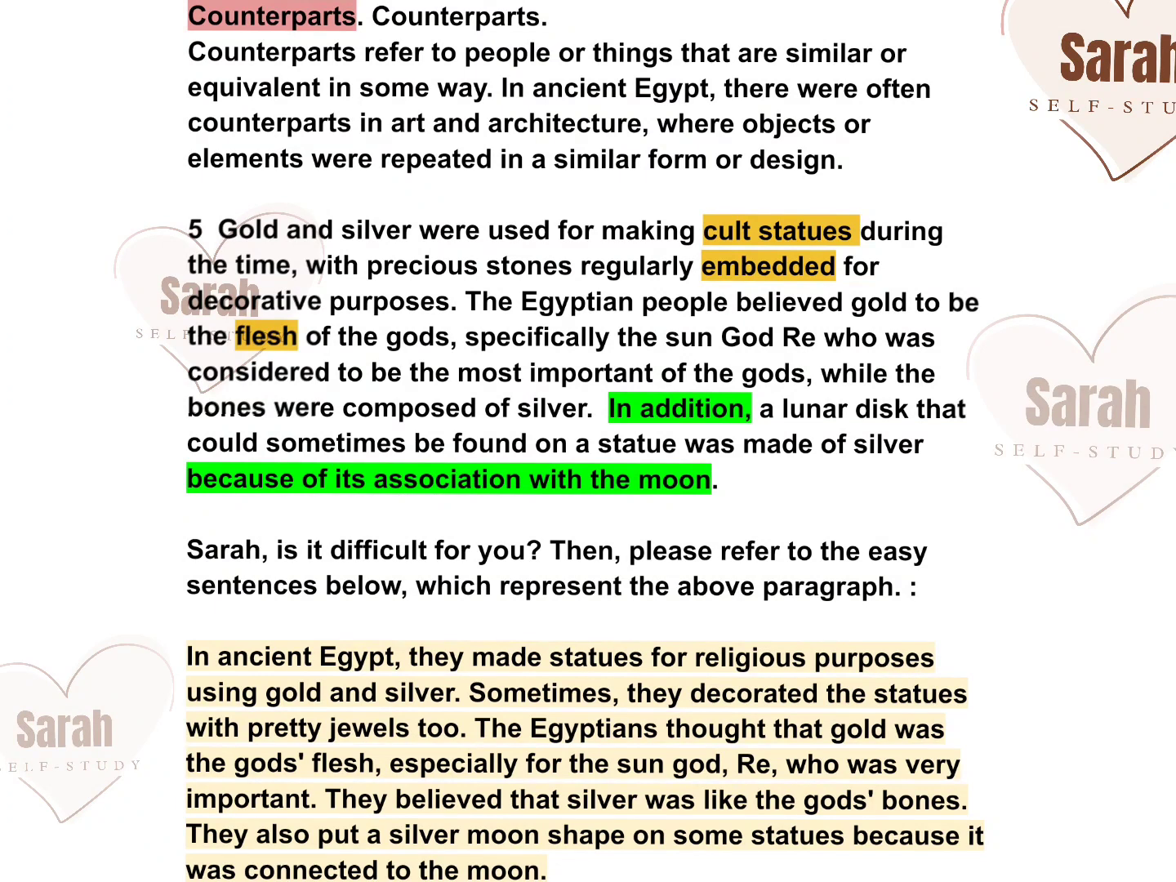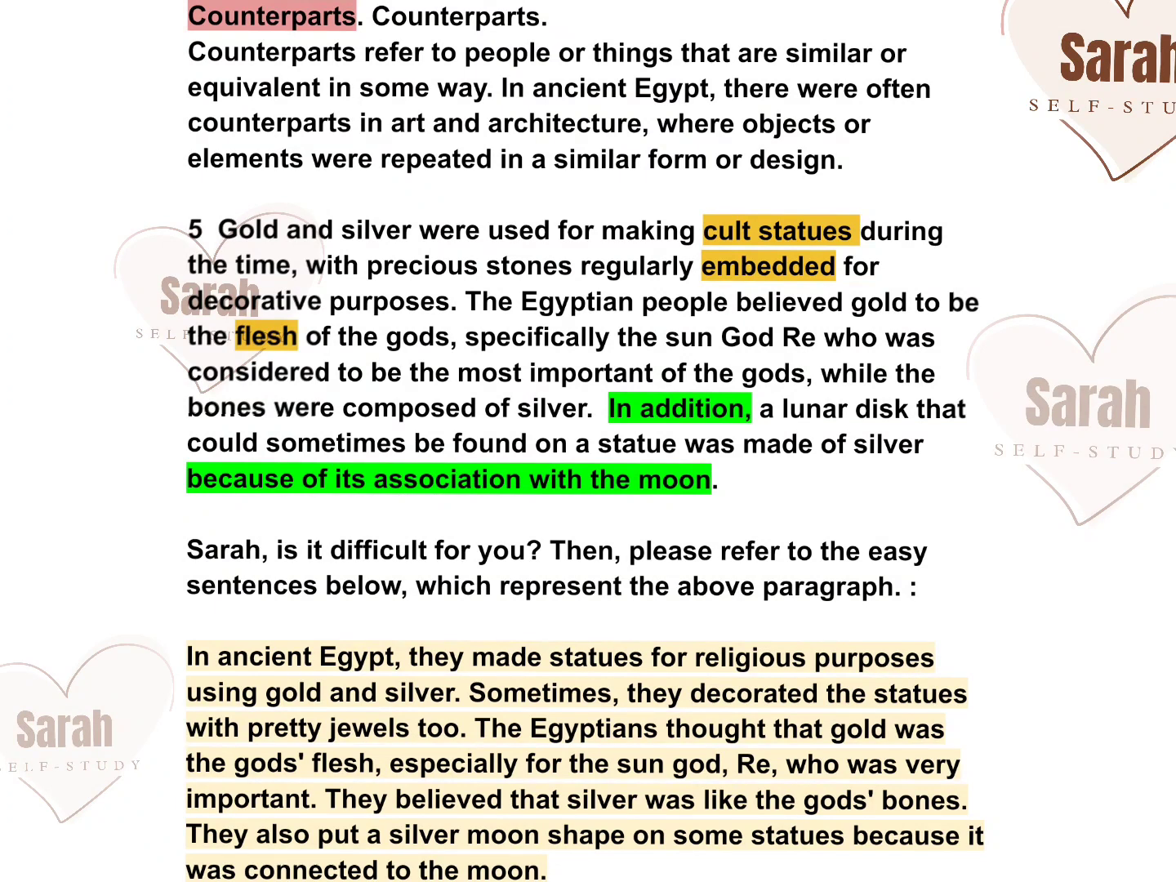Counterparts refer to people or things that are similar or equivalent in some way. In ancient Egypt, there were often counterparts in art and architecture, where objects or elements were repeated in a similar form or design. Gold and silver were used for making cult statues during the time, with precious stones regularly embedded for decorative purposes. The Egyptian people believed gold to be the flesh of the gods, specifically the sun god Re, who was considered to be the most important of the gods, while the bones were composed of silver.